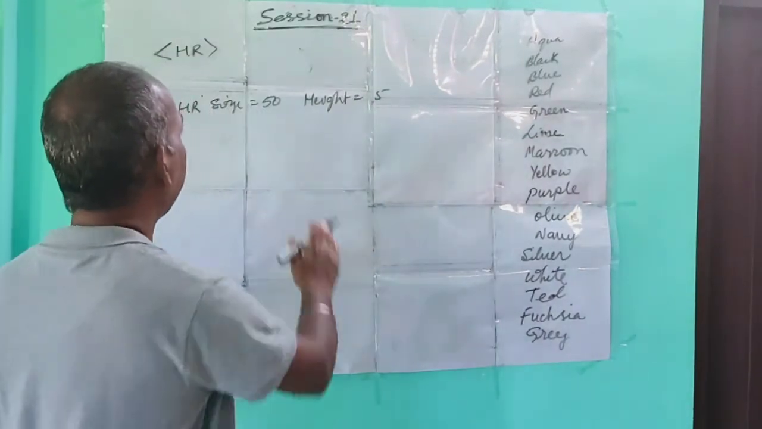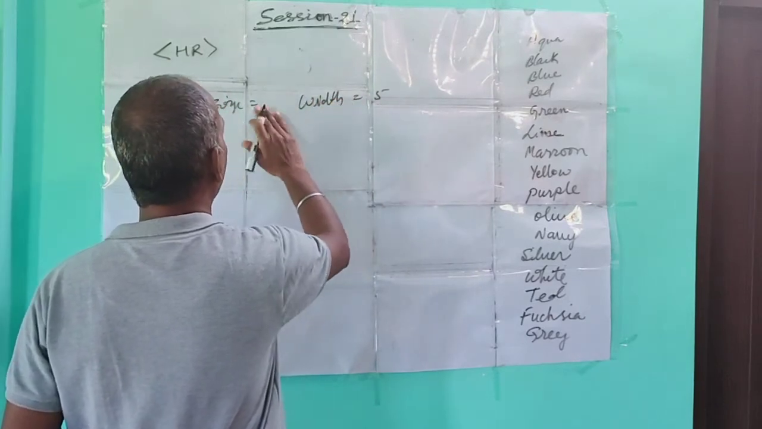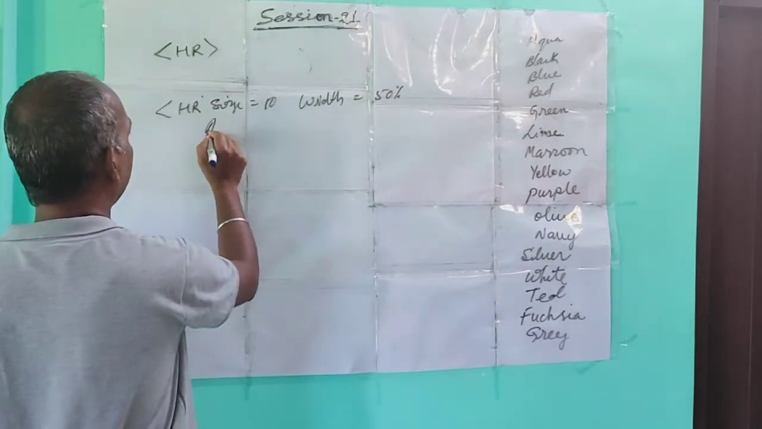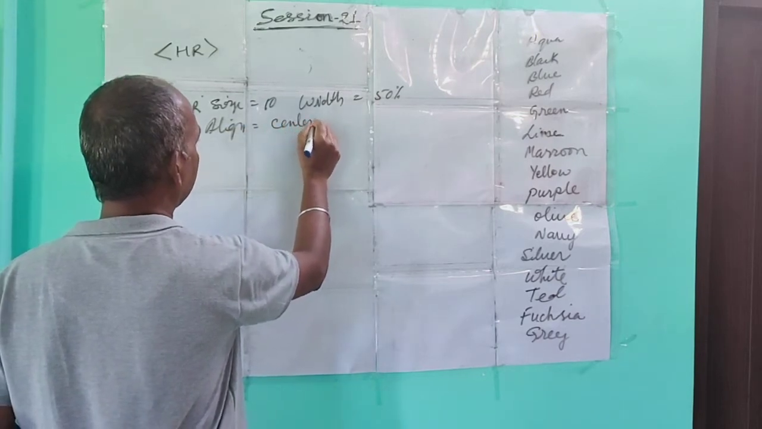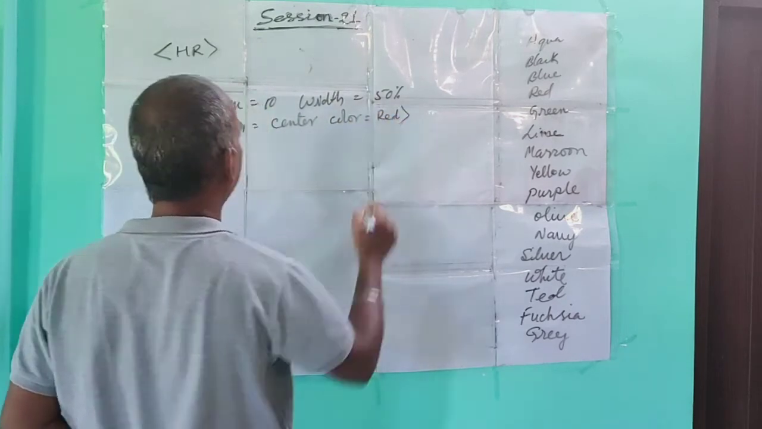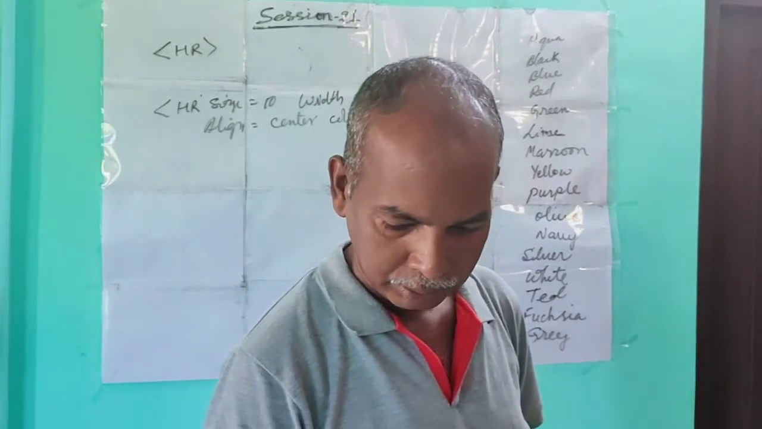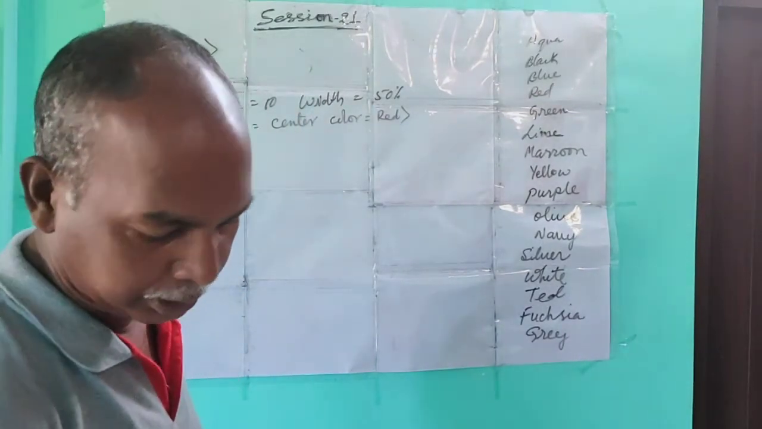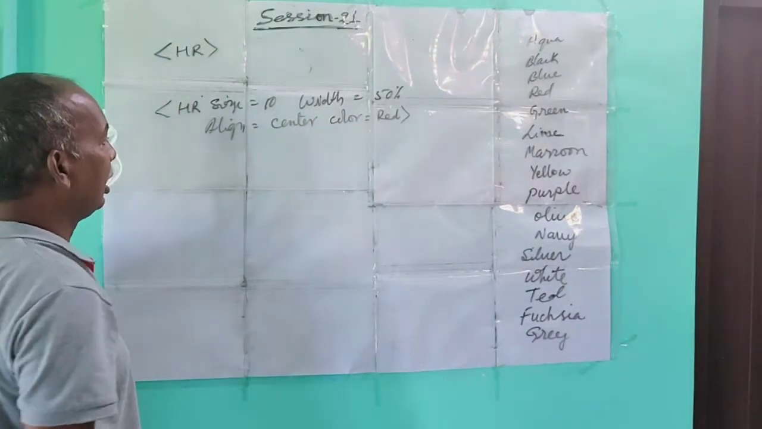No, this is not height, this is width, sorry. Size is 10, width is 50%. Align center, color equals to red. The width attribute is used to draw the line, a maximum of 50%, 40%, whatever you want to give. If you write the tag like this, the output will come.